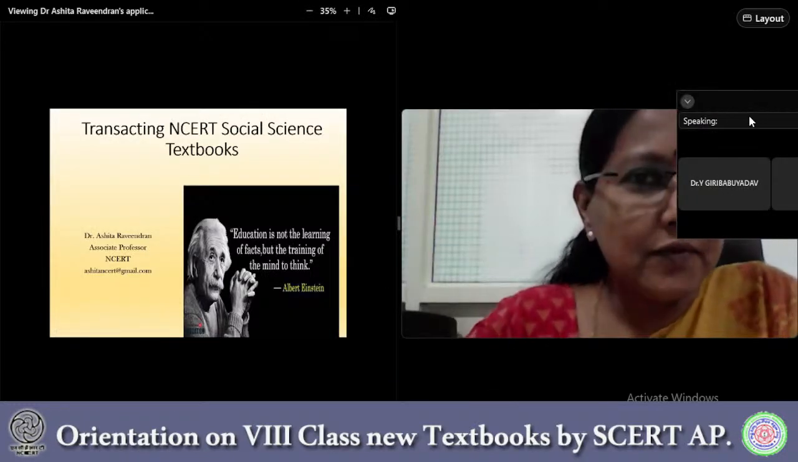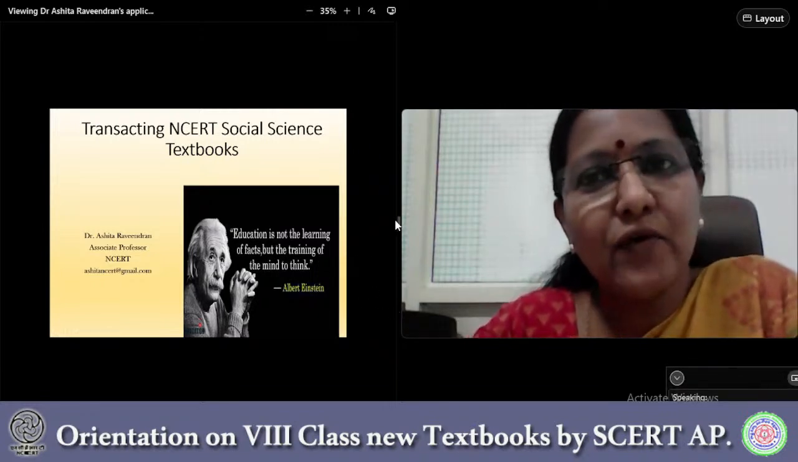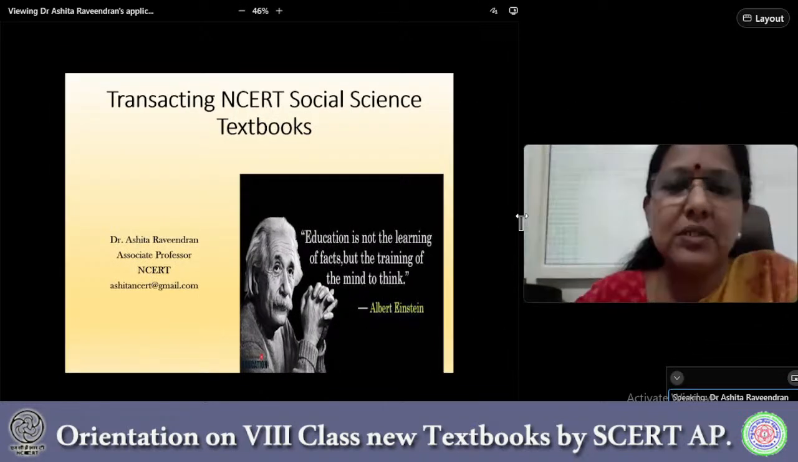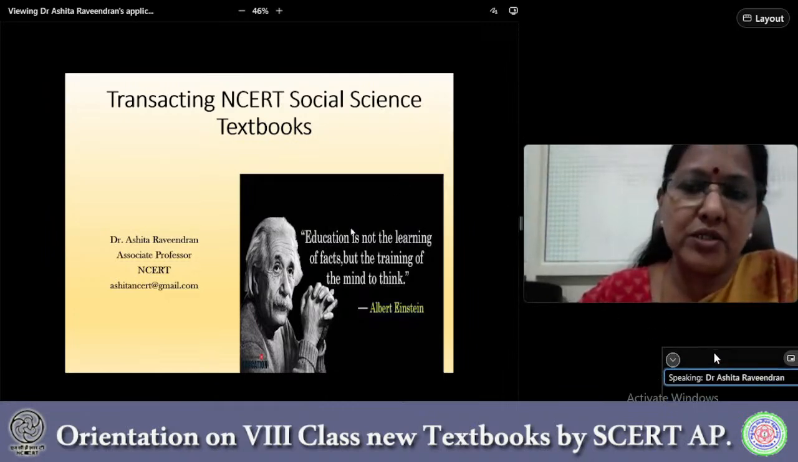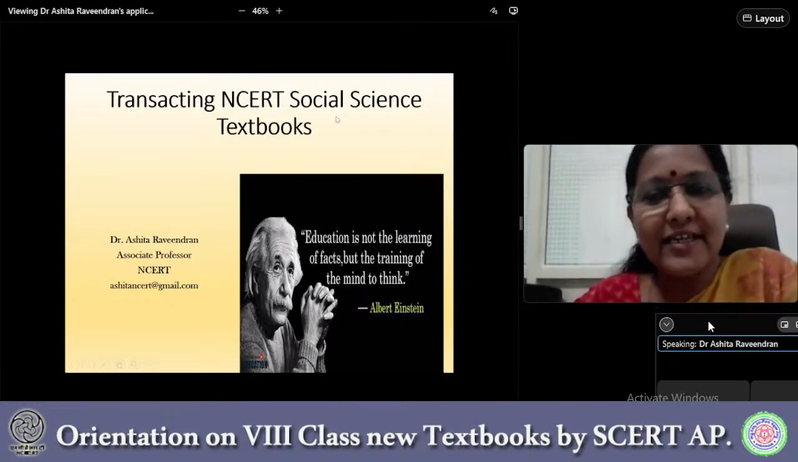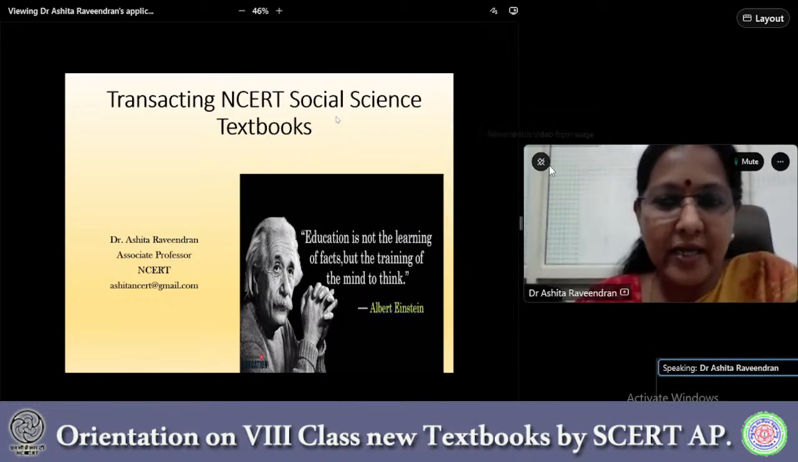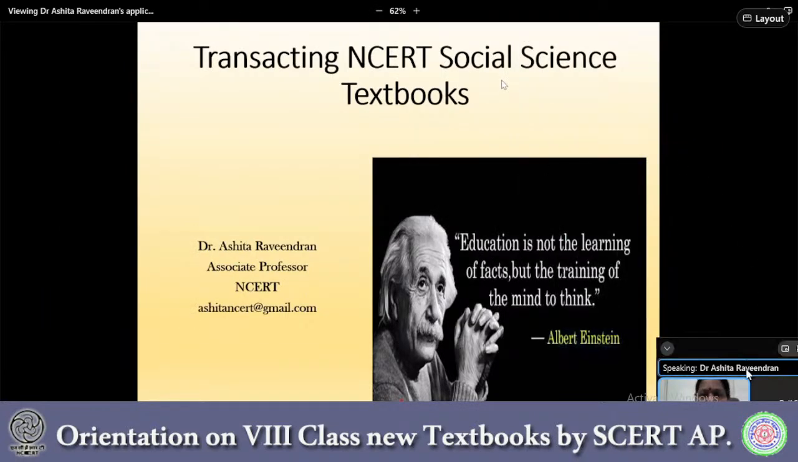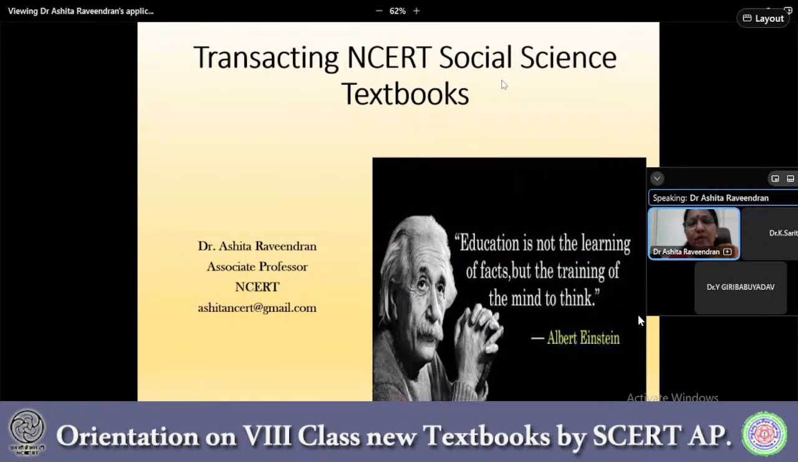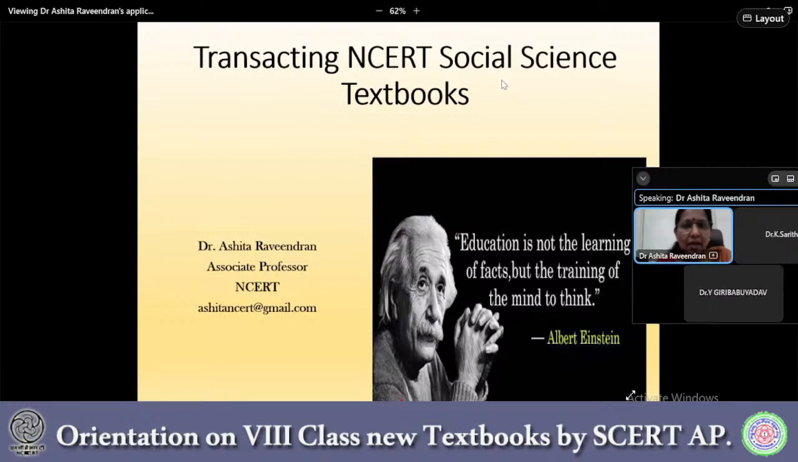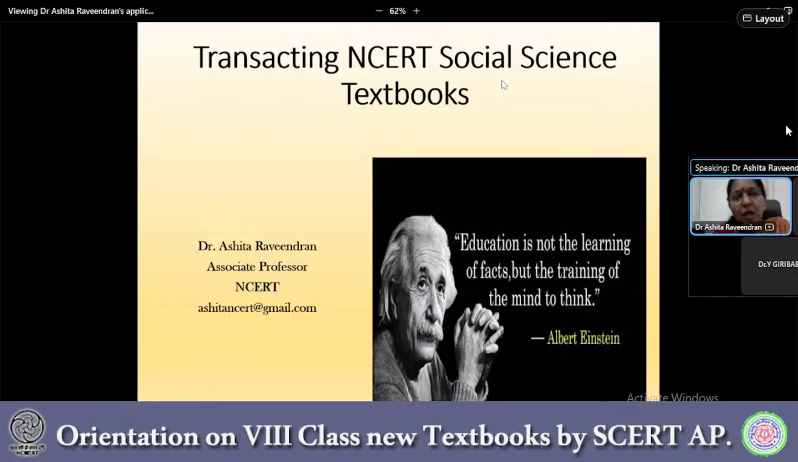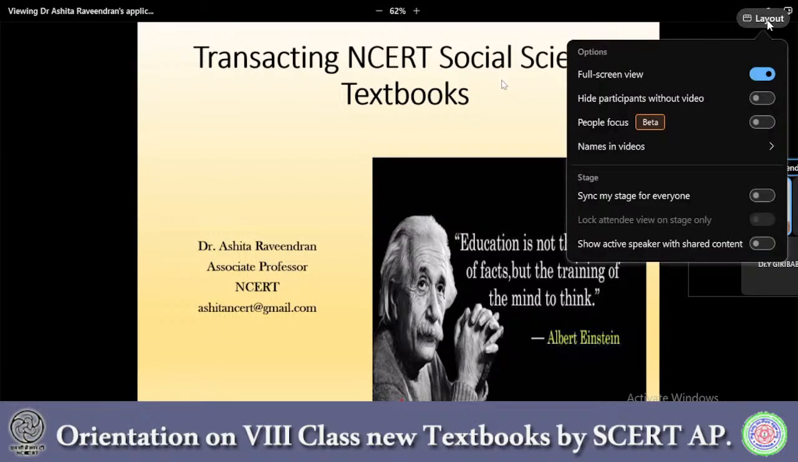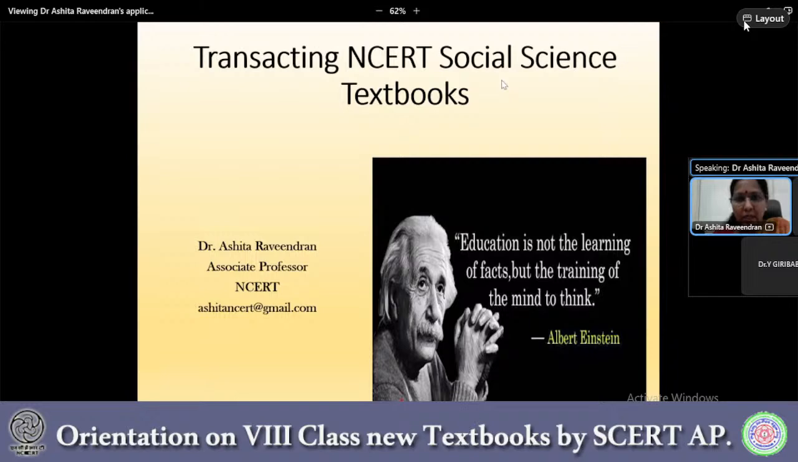Okay. So our topic is dealing with the transacting of NCERT social science textbooks. Here, if you look, we have what we mean by education. As Einstein has said, education is not just learning of facts. It is a training of mind to think. This is very important when it comes to social sciences, because till now many of us have learned in a similar manner, loading the social sciences with information and facts, and it's always rote learning.